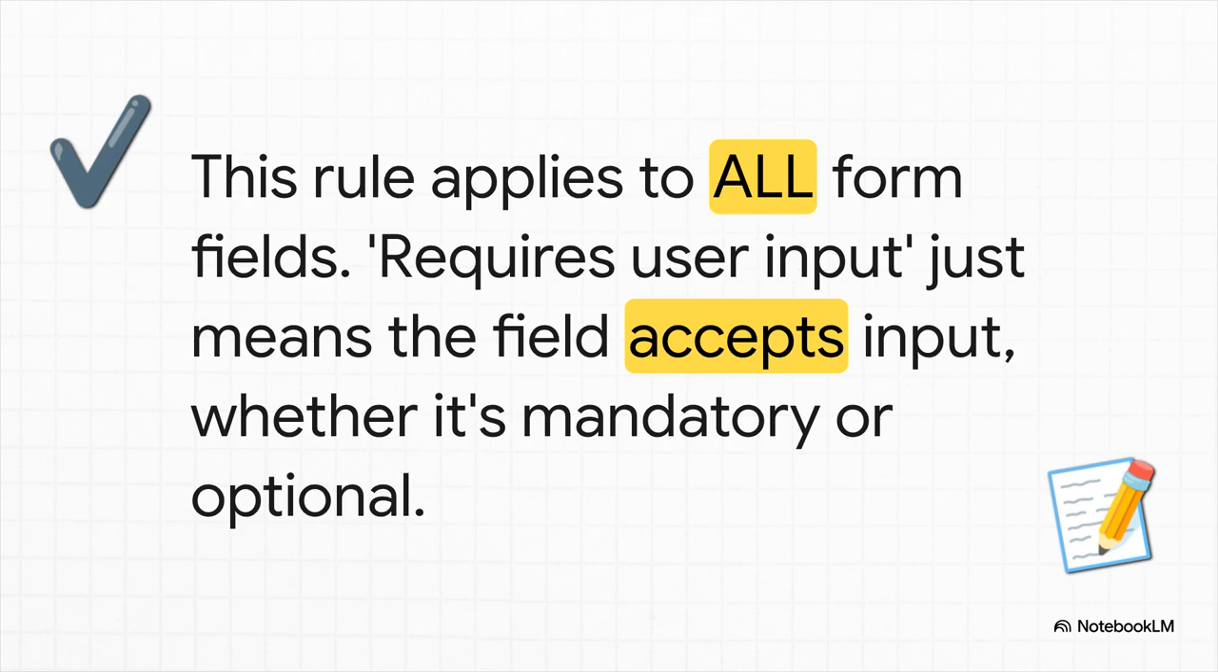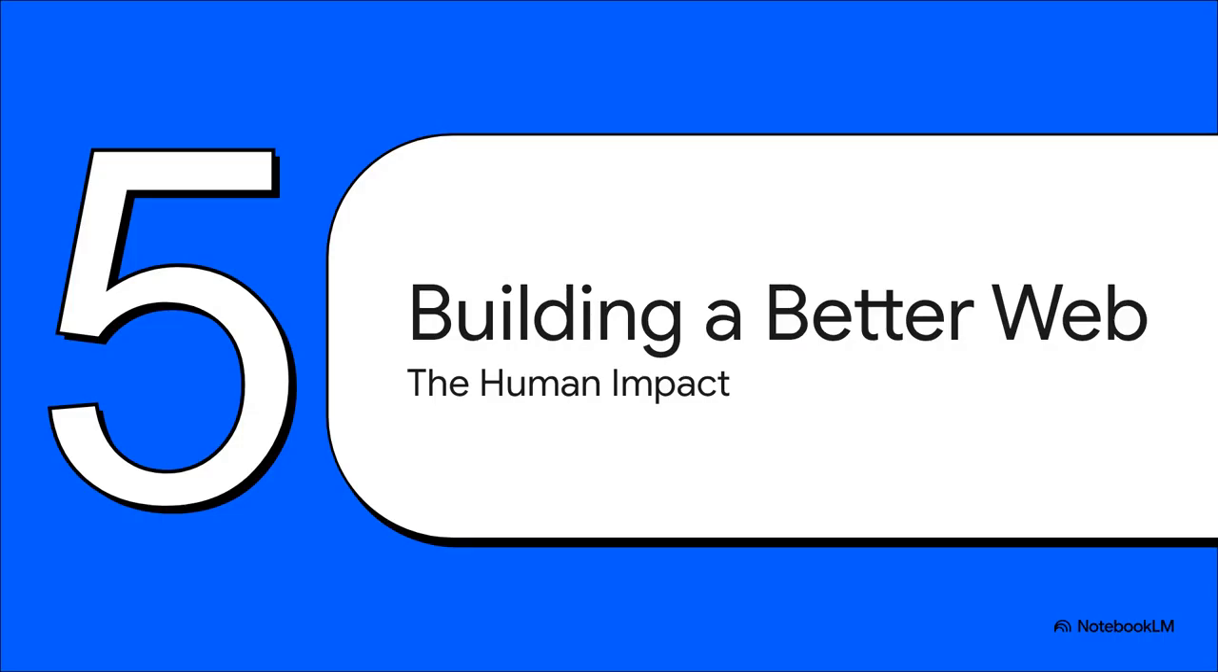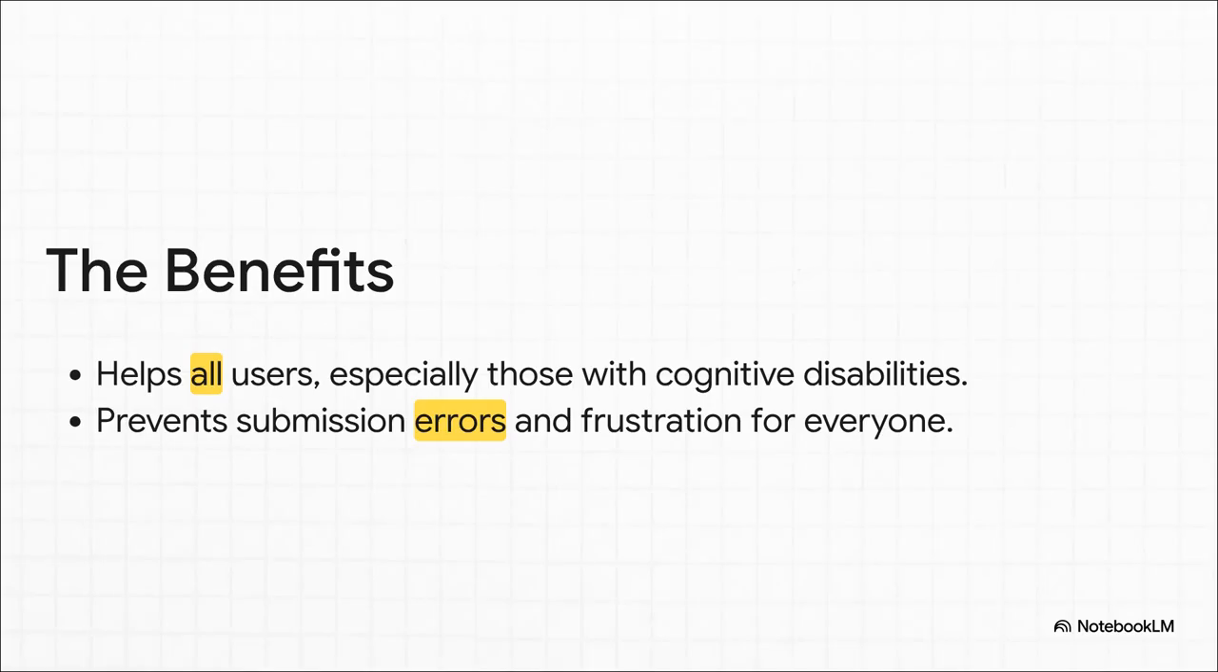Simple as that. So let's zoom out, because this isn't really just about technical rules or making pretty designs. This is about people. It's about the very real human impact of the things we build and how we can create a web that's just better. And the benefits are huge, and they're for everyone. Clear labels are an absolute game changer for folks with cognitive or learning disabilities. And for the rest of us, it prevents that infuriating cycle, you know? You hit submit, you get an error, you have to go back and figure out what you did wrong. This just makes things less frustrating for all of us.